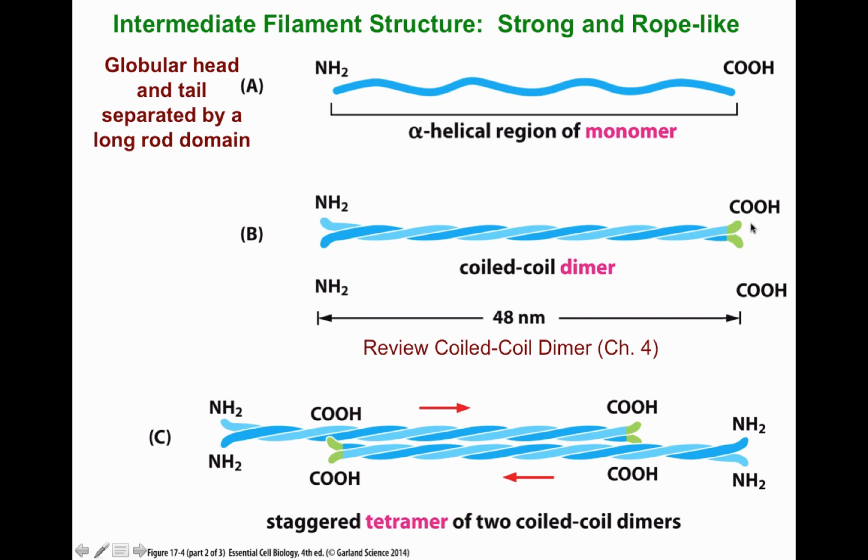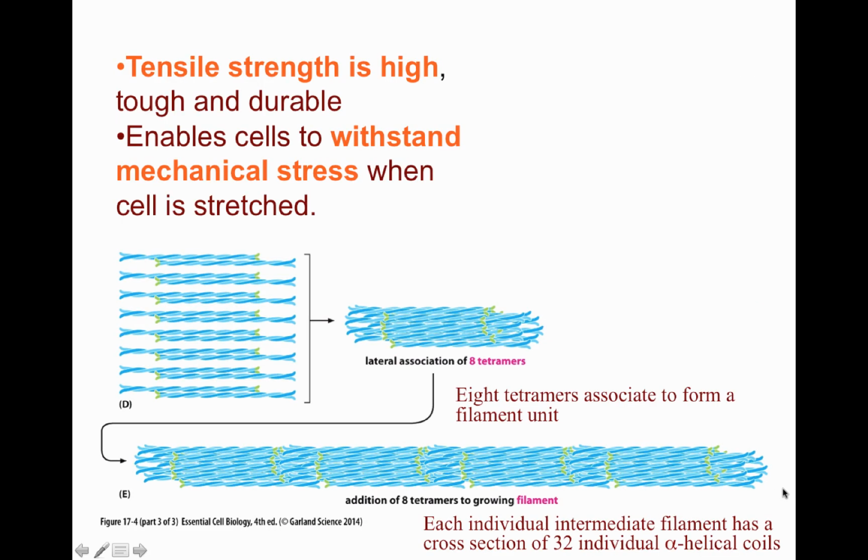2 of these coiled-coil dimers will then come together and form the staggered tetramer. And as you can see, you have an amino group and a carboxyl group on one side, and an amino group and a carboxyl group on the other. And that is why these ends are indistinguishable. The sites are the same. So now, 8 of these molecules will associate laterally to form a tetramer, and then the tetramers will come together to form the very long filaments.